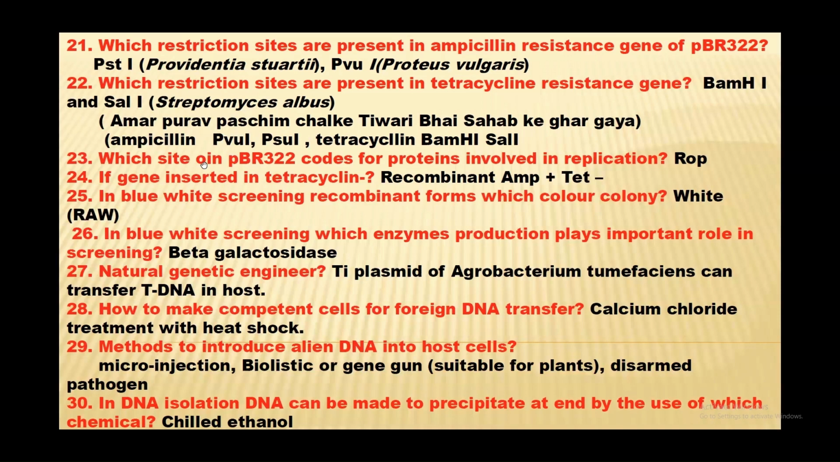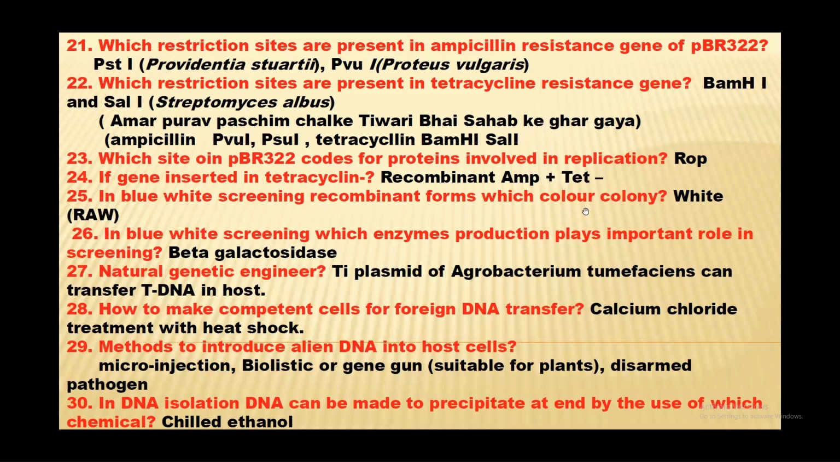Which site in pBR322 codes for the protein involved in replication? rop. Try to understand: the rop site in pBR322 codes for the protein involved in replication. See the next point, 24th one. If a gene is inserted in tetracycline, see the 25th one: in blue-white screening, recombinants form which color colonies? In blue-white screening, recombinants form white colonies.